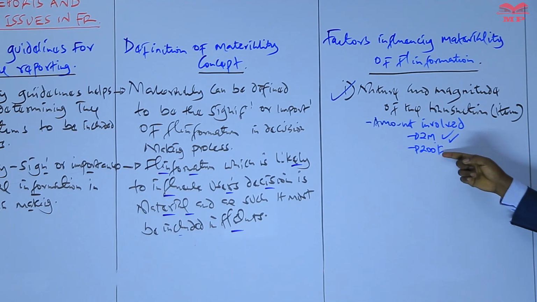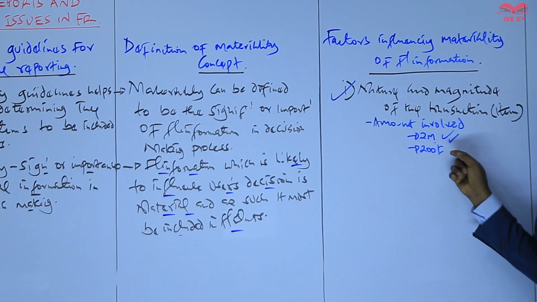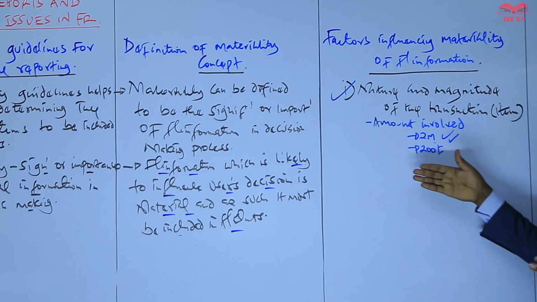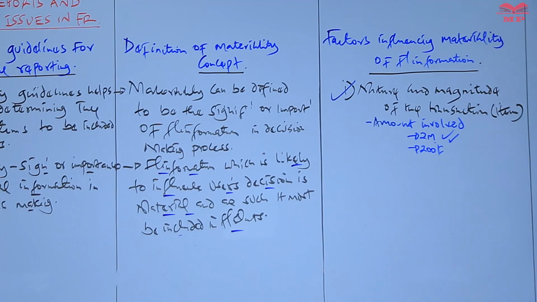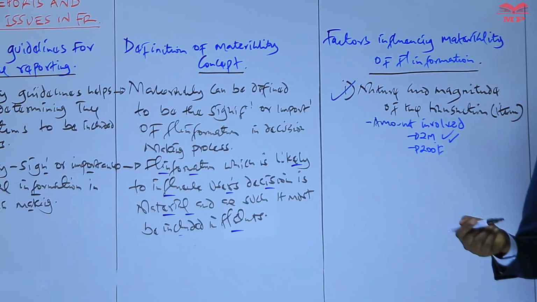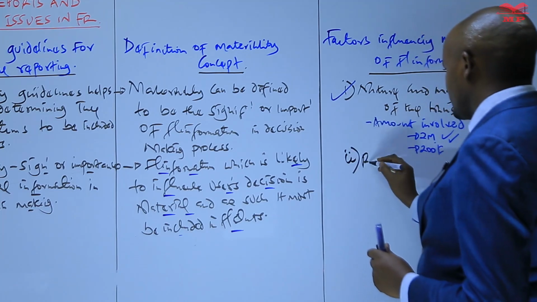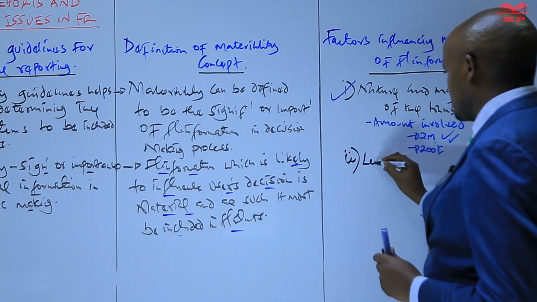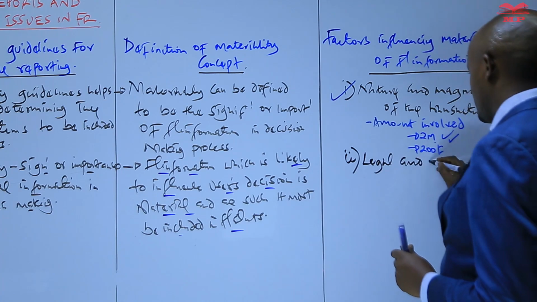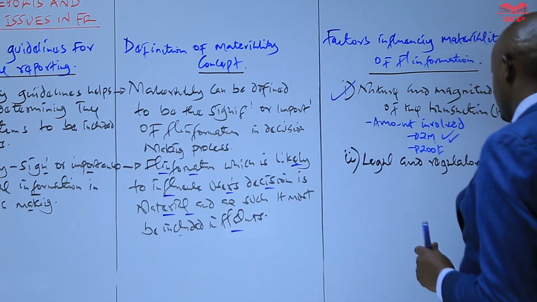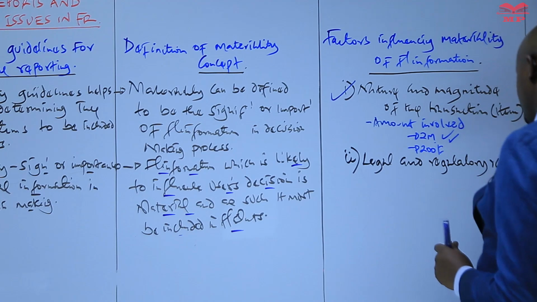But if this particular transaction is omitted, the decision made by the user may not be affected, because you can see this is an insignificant amount. The other factor which determines whether financial information is material or not is the legal and regulatory requirements.